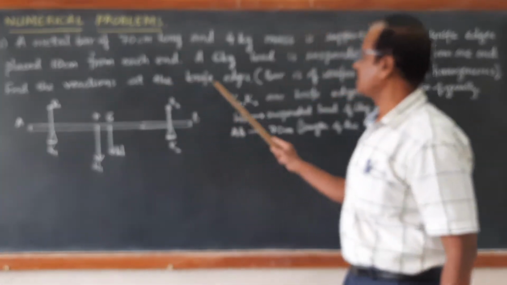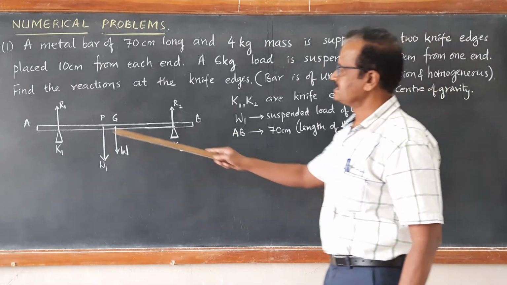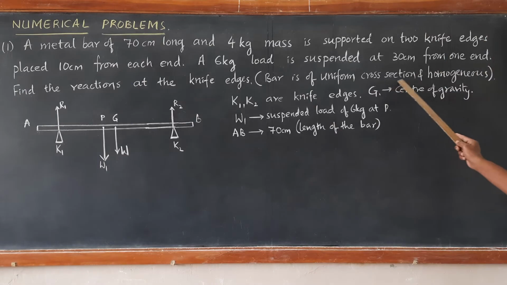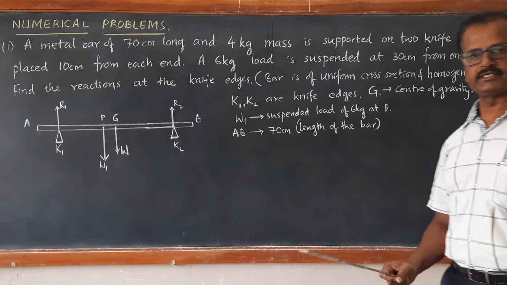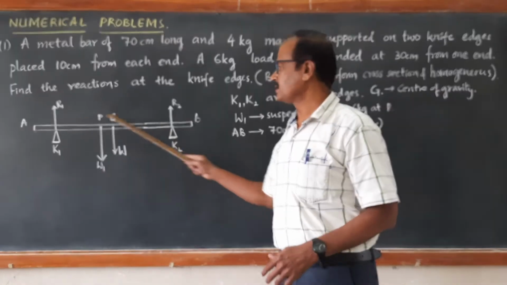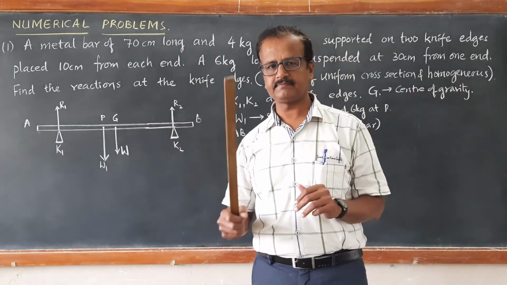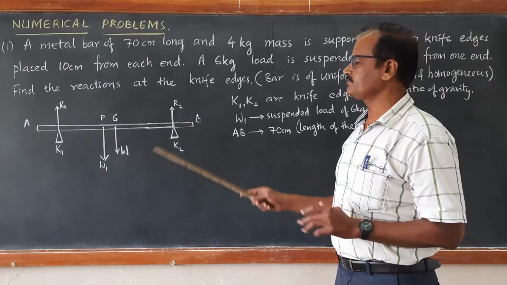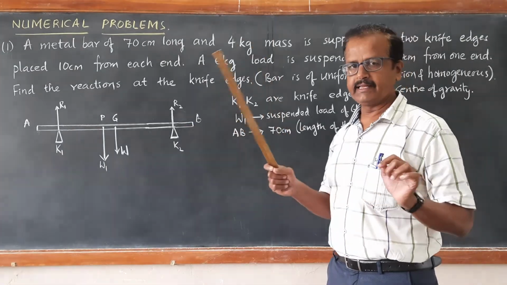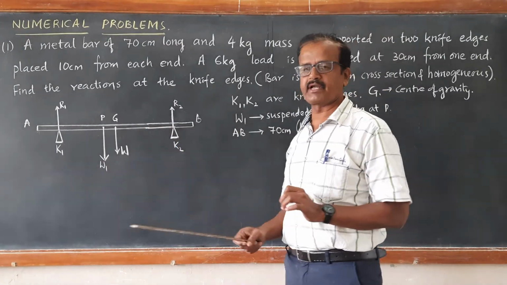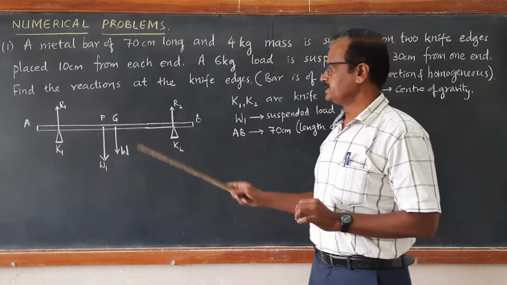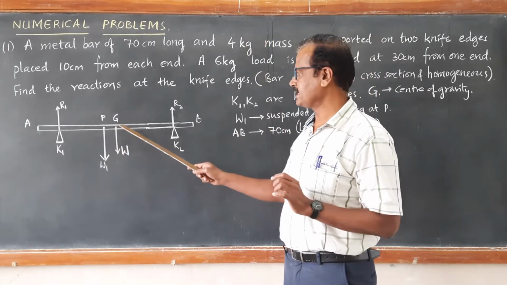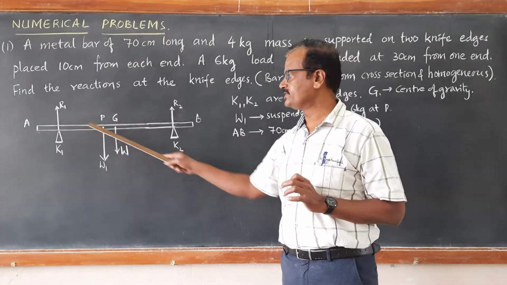Find the reactions at the knife edges. Assume that the bar is of uniform cross section and it is homogeneous. Homogeneous means this is a metal bar having uniform distribution of mass. It is a uniform bar of 70 centimeter length and has a mass of 4 kg. Then its center of gravity will be exactly at its geometrical center, exactly at 35 centimeter from each end.